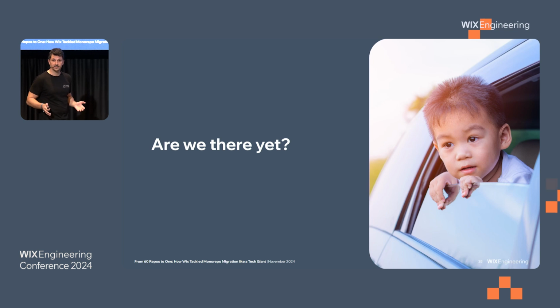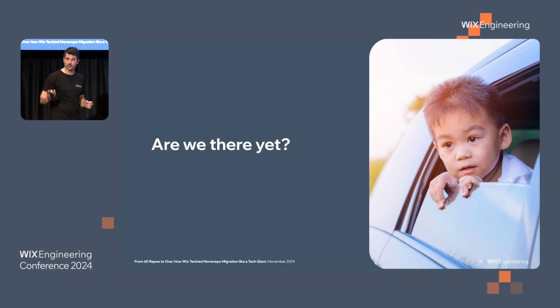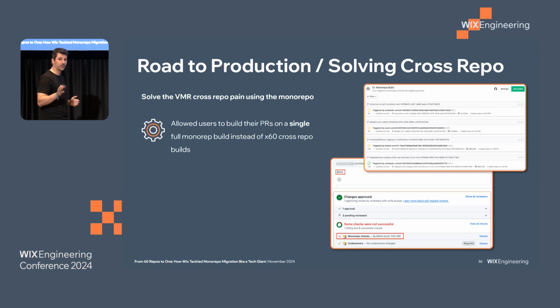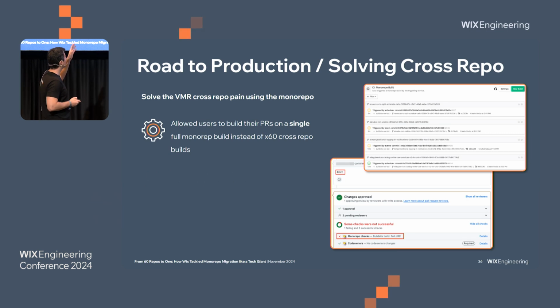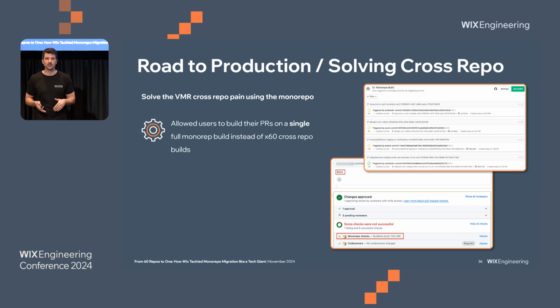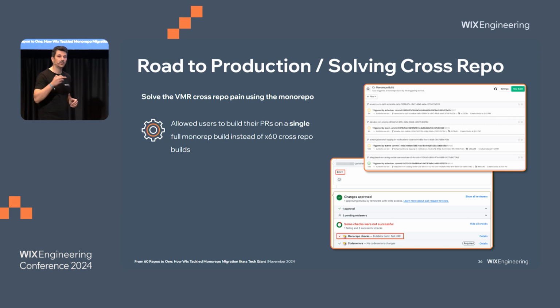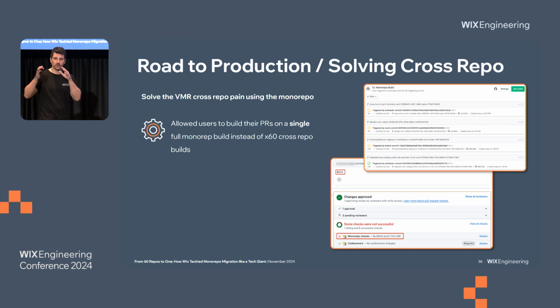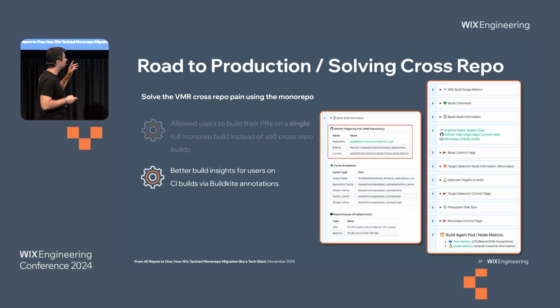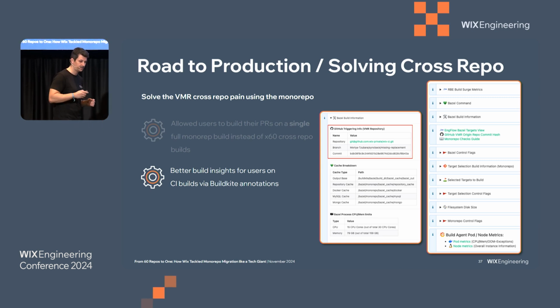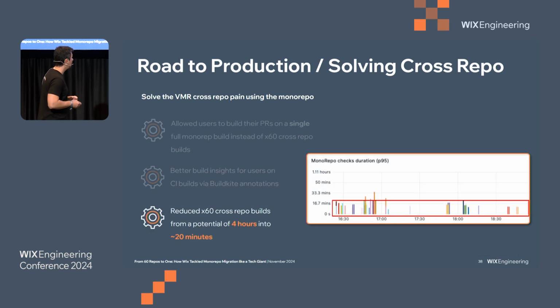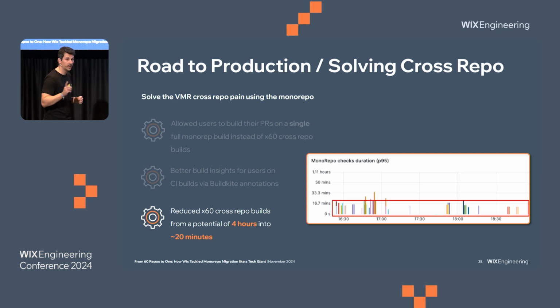So are we there yet? Nope, not yet, but we're getting close. We wanted to solve the cross-repo pain that VMware currently has. So we've allowed users to build their actual change in production in the PR on the monorepo itself. We've allowed it using a GitHub commit tag. You work on the virtual monorepo, but you want to test on the monorepo itself. We've enriched the CI build pipeline of the monorepo with just the right information that the users should have for self-service. And we've reduced the 60 cross-repo builds from a potential of 4 hours down to around 20 minutes.